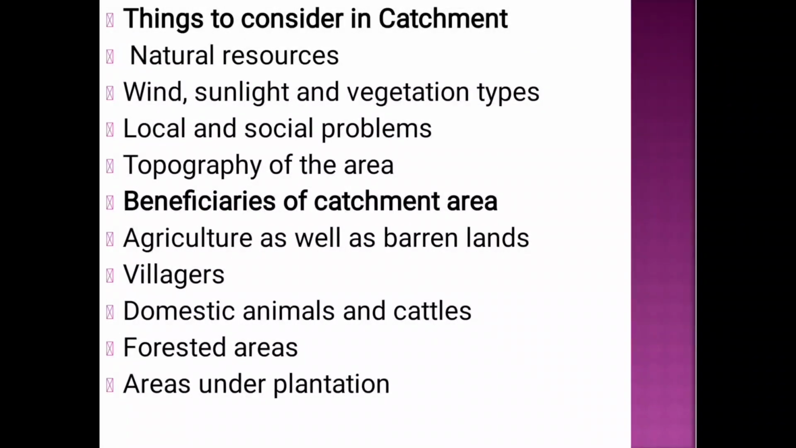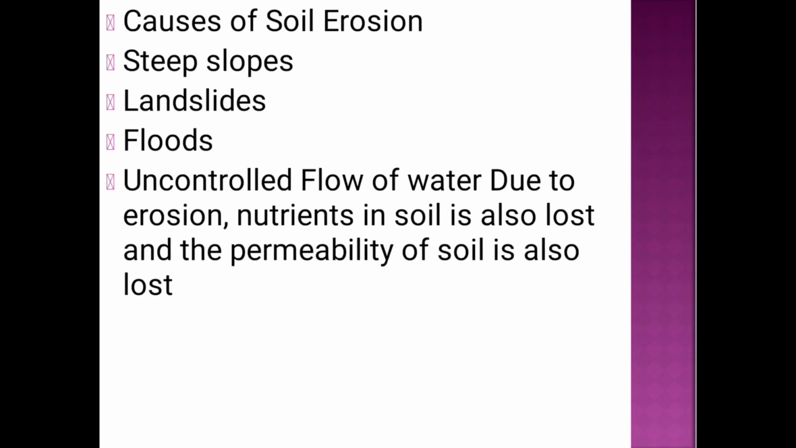Next, things to consider in a catchment are natural resources, wind, sunlight, vegetation types, local and soil problems, social problems, and topography of the area. The beneficiaries of the catchment area are agriculture as well as barren land, villages, domestic animals and cattle, and forested area under plantations. And the causes of soil erosion are steep slope, landslides, flood, and uncontrolled flow of water. Due to erosion, nutrients in the soil are also lost and permeability of the soil is also lost.